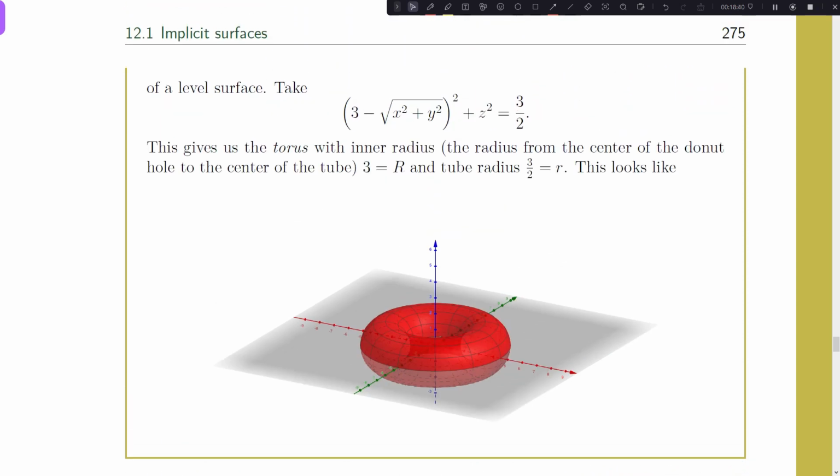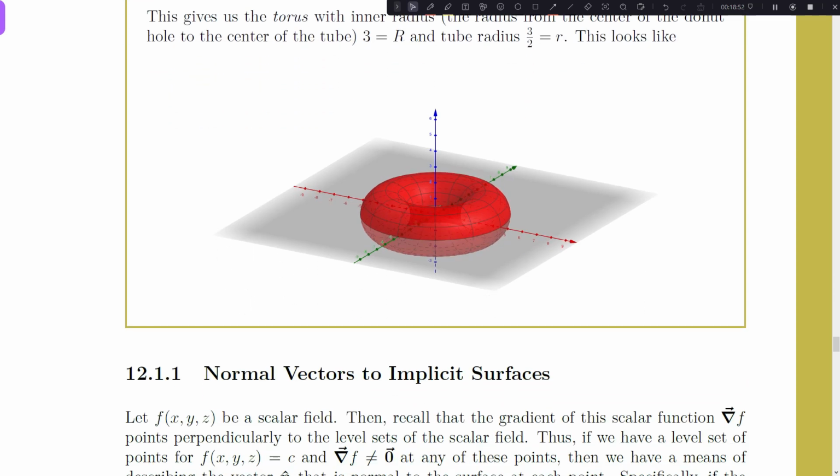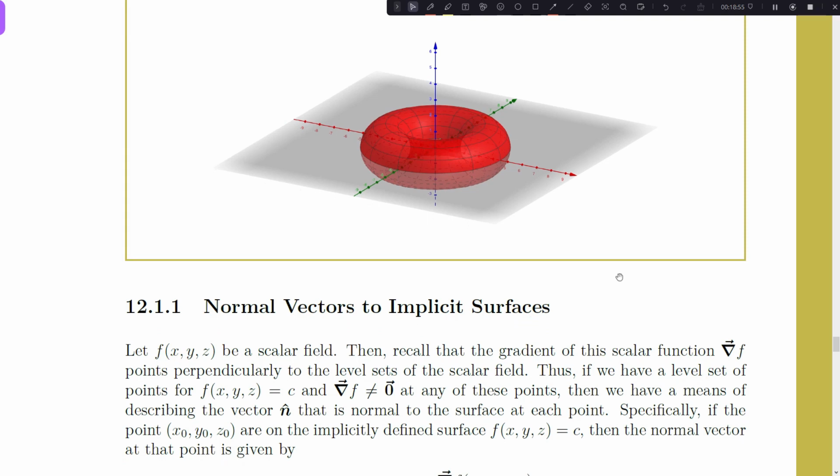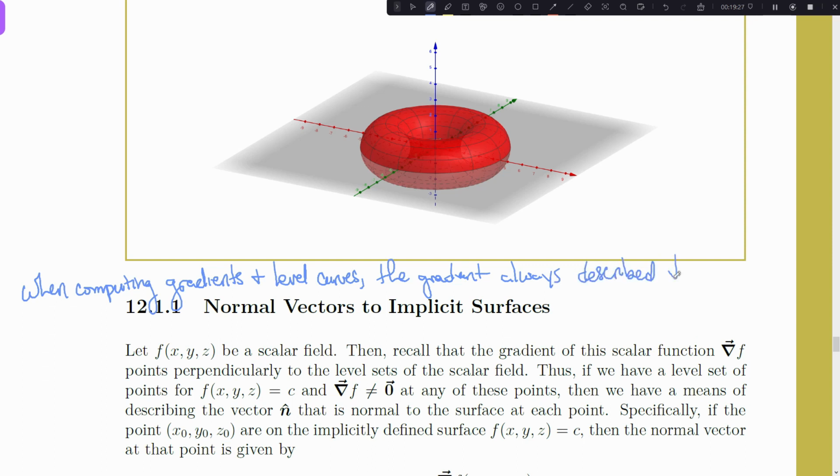Okay, so there's not a huge amount of math going on here. If we're ever going to graph these, we're going to do it on Wolfram. But we're going to transition into something slightly more important, which does contain math. And these are the normal vectors to implicit surfaces. So you would recall that when we were computing gradients and level curves, we'll write this down. When computing gradients and level curves, the gradient always described the normal vector to the level curve.